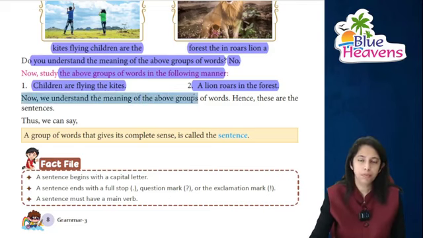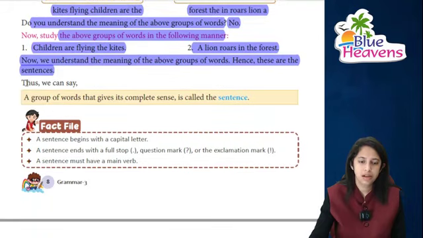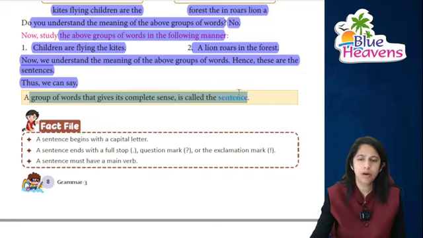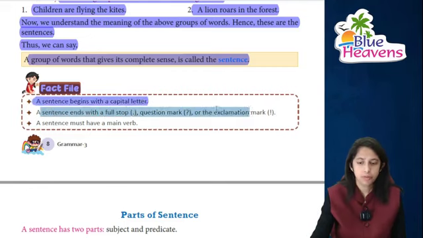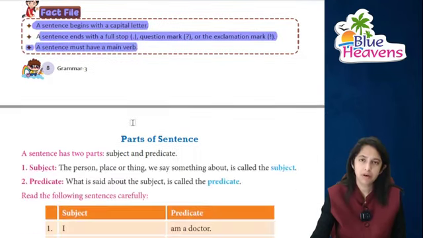अब हम ऊपर जो words हैं उनका meaning हम पहचान चुके हैं. Hence these are sentences. Thus we can say a group of words that gives a complete sense. जो complete sense होती है उन्हीं को हम sentence बोलते हैं. There is a fact file. Sentence always begins with a capital letter and it always ends with full stop, question mark and exclamation mark से end होते हैं. Sentence के पास एक main verb भी होती है.